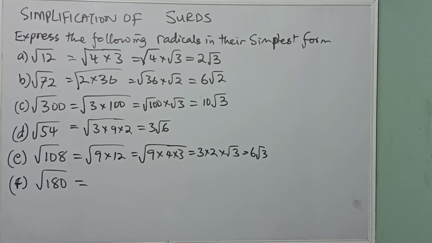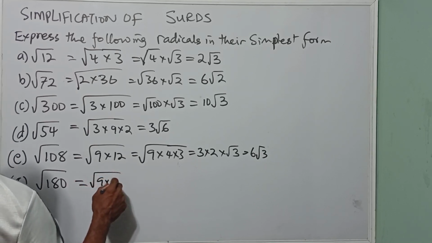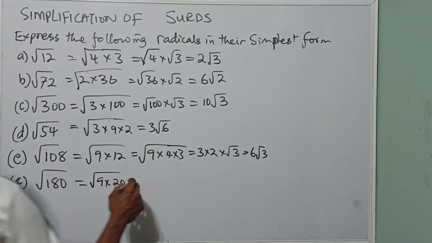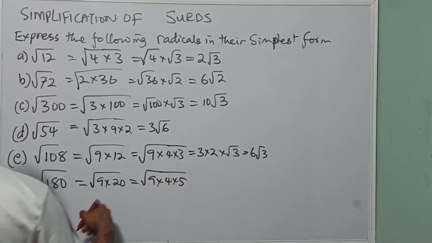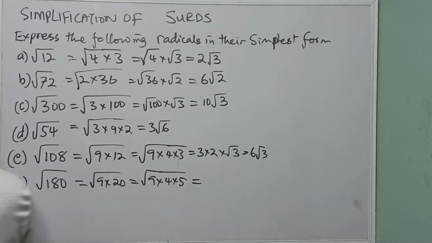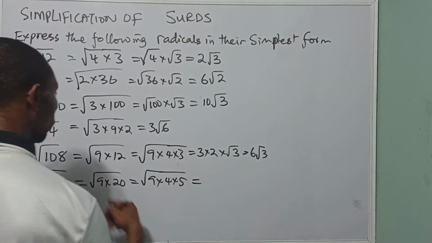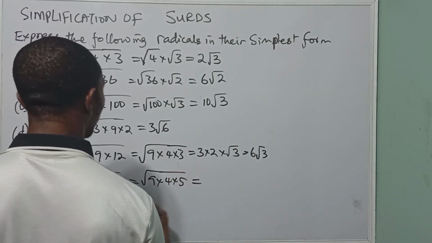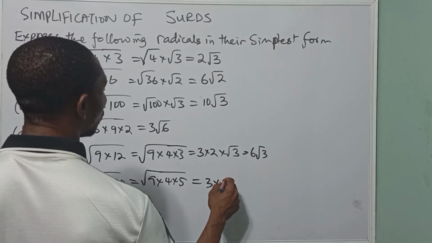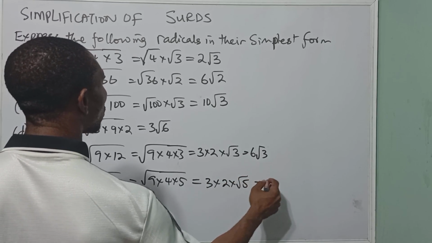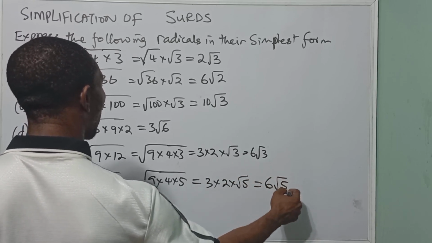So talking about 180, we have it as root 9 times 20, which can be broken down as root 9 times root 4 times 5, which gives us 20. Okay, this we can still break down. Root 9 is 3, root 4 is 2, times root 5. So this gives us 6 root 5.